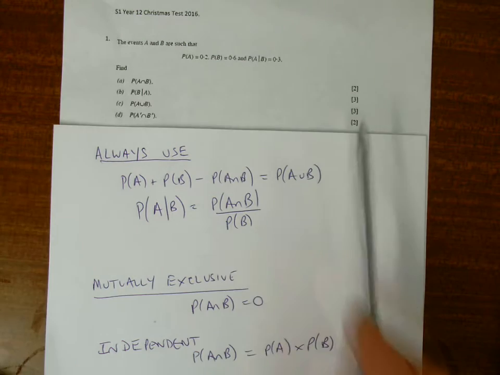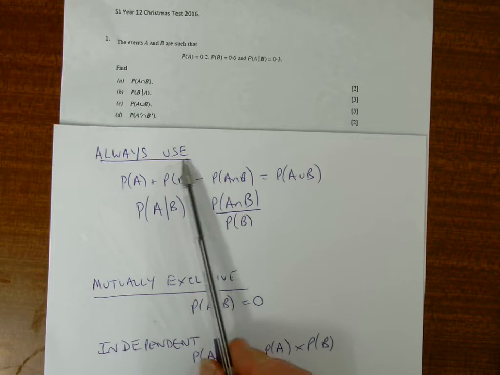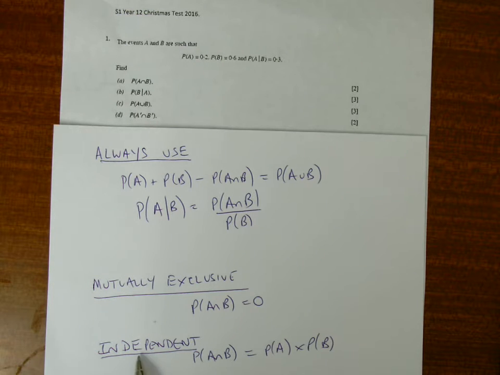Question 1, on the Venn diagram question. Now then, these are the 4 equations really that come into play. We can always use these first 2 equations. There's no condition needed to be mentioned in the question to be able to use either of those first 2 equations. You can only use this third equation if you're told that A and B are mutually exclusive, and you can only use the final equation here if you're told that A and B are independent.